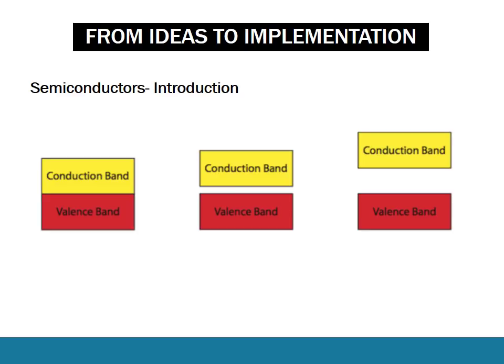Now we've got three types of materials that we're interested in: conductors, semiconductors, and insulators. It's really important that you're comfortable with the band notation by now. In a conductor, the conduction and the valence band are touching. In a semiconductor, they're not quite touching. In an insulator, they're further apart.